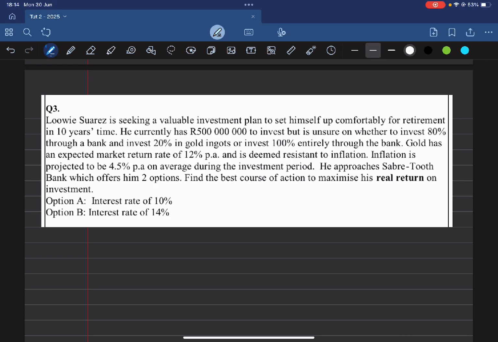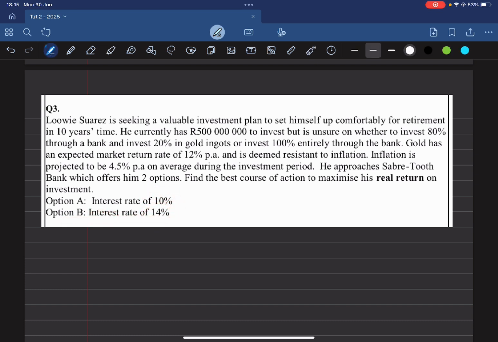Gold has an expected market rate return of 12% per annum and is deemed resistant to inflation. Okay? Inflation is projected to be 4.5% per annum on average during the investment period. He approaches Sabertooth Bank, which offers him 2 options. Find the best course of action to maximize his real return on investment. So option A, he gets interest rate of 10%, and option B, he gets interest rate of 14%.